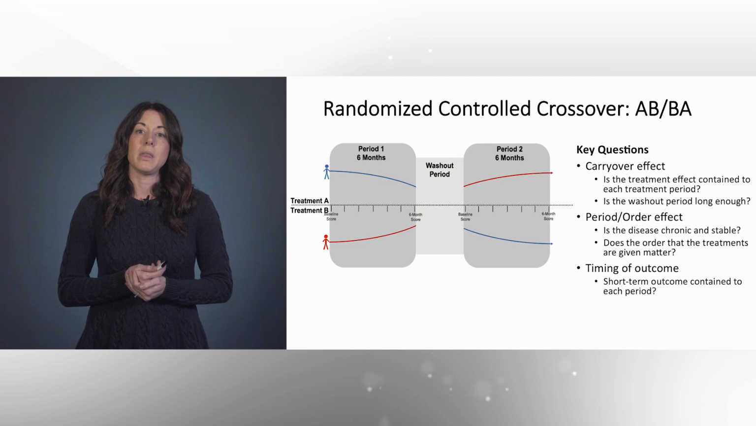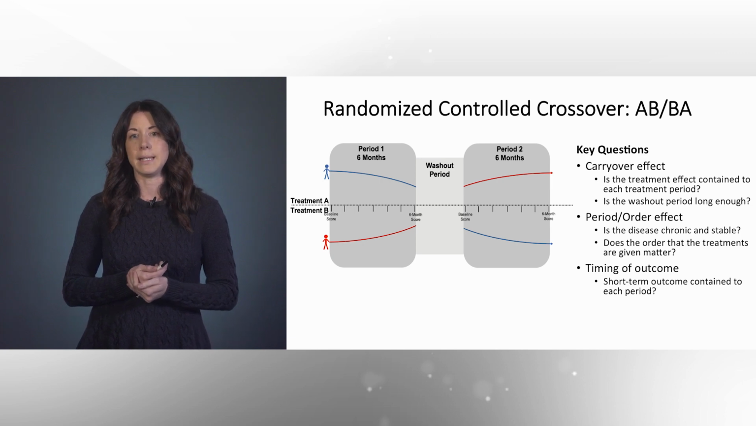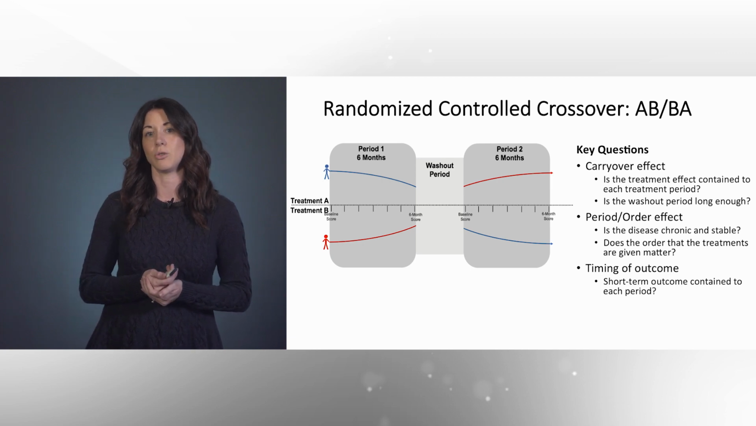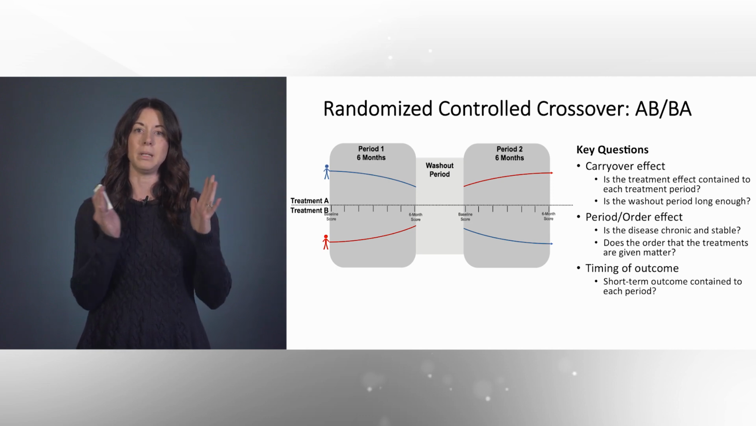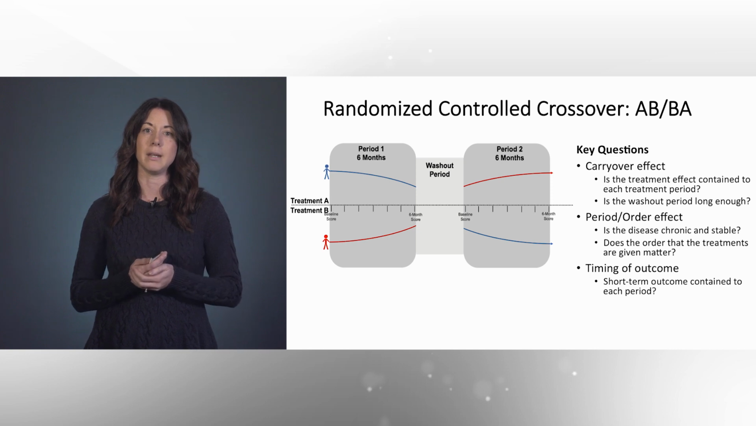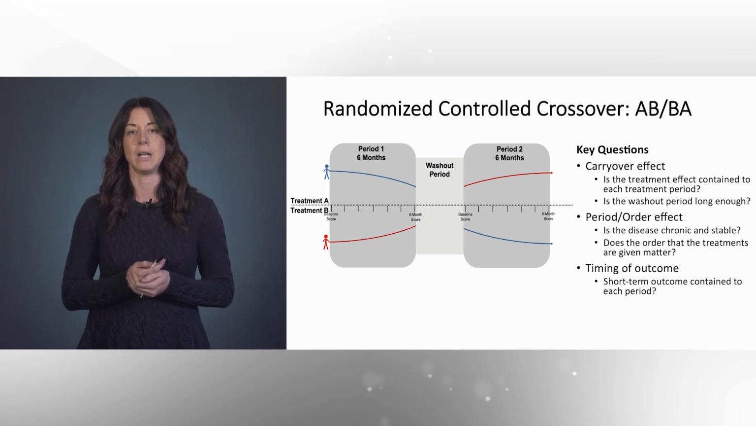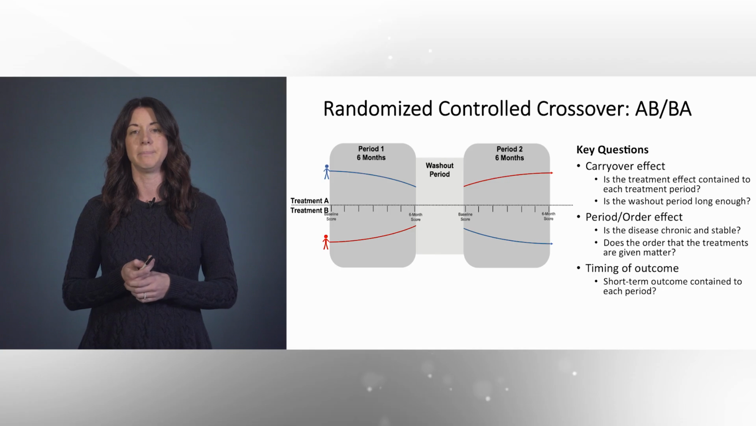The final thing that we want to think about is the timing of the outcome itself. Oftentimes in a randomized controlled crossover study, we're thinking about short-term outcomes that are completely contained to each period. So for instance, change from baseline over the 6 months period. Under these ideal situations, so no carryover effect, no period effect, a nice short outcome that we can observe in each period, we can see a substantial increase in power between a crossover design and, say, a parallel design.